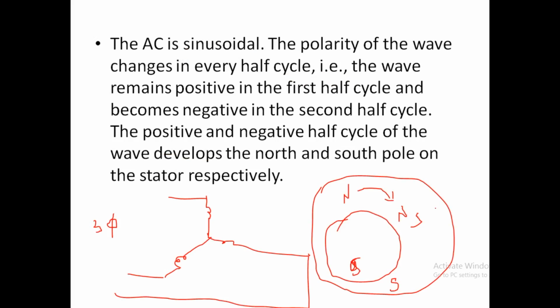speed. The AC is sinusoidal. Polarity of the wave changes in every half cycle. That is, the wave remains positive in the first half cycle and becomes negative in the second half cycle. Positive and negative half cycles of the wave develop the north and south poles on the stator respectively.